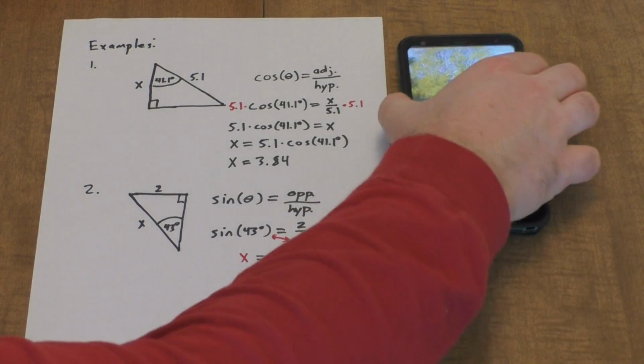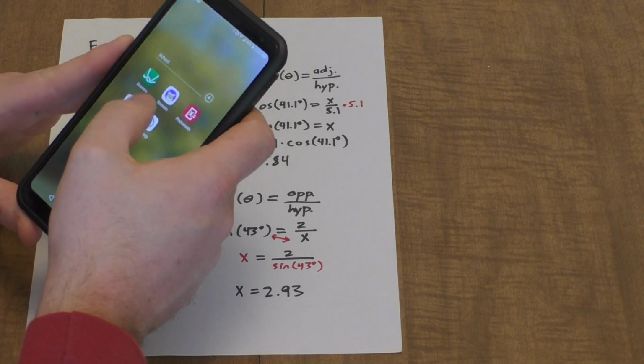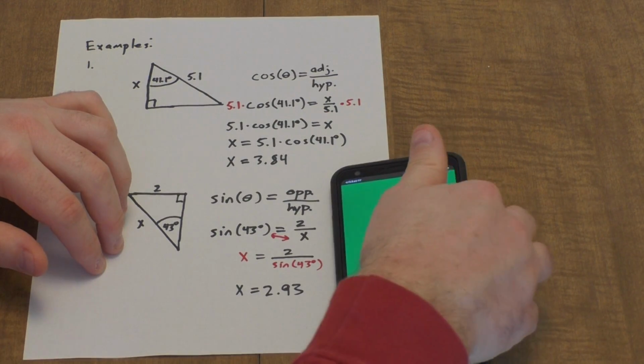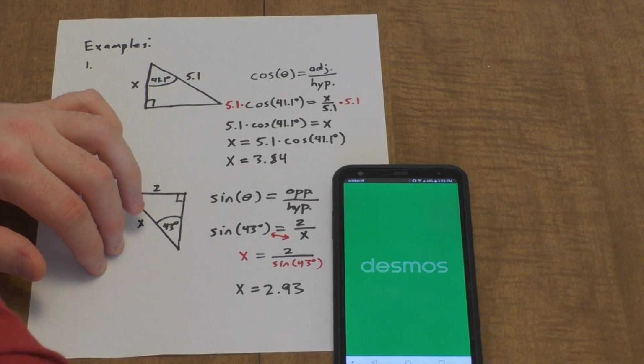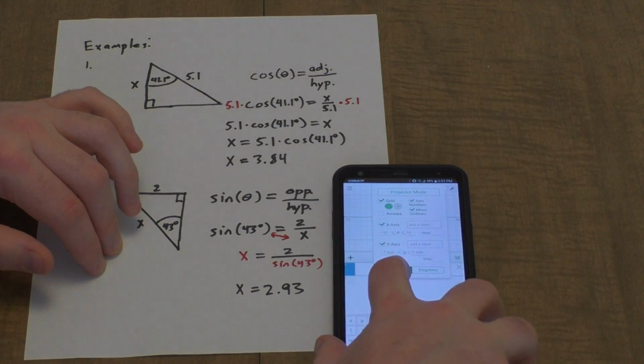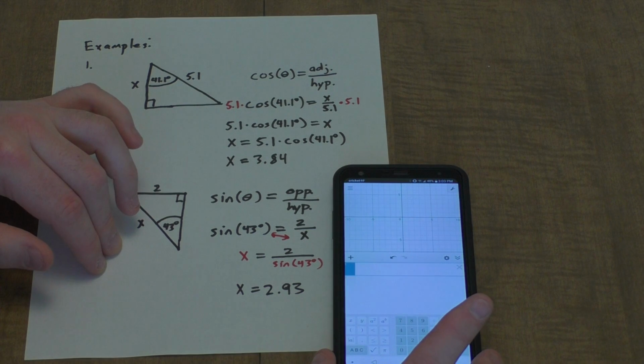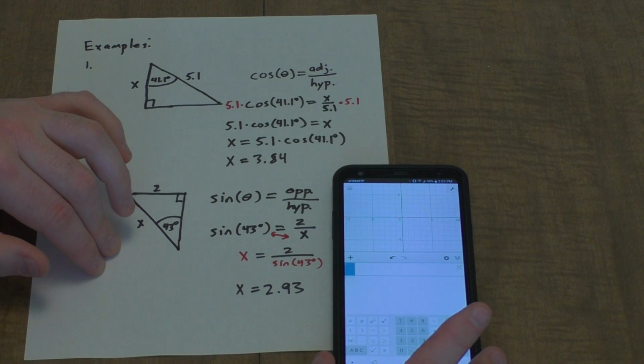And what I'm going to do is I'm going to use Desmos. And I'm going to make sure that Desmos is in degrees because our angle here is in degrees. There's another measurement of angles called radians that you'll learn about in pre-calculus or trigonometry, but we're going to use degrees today.